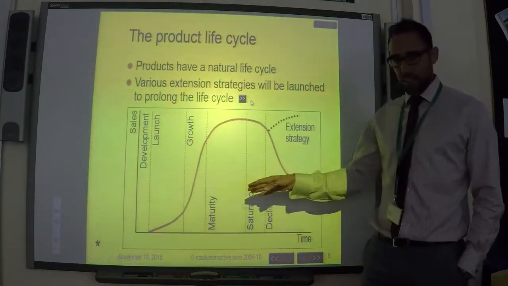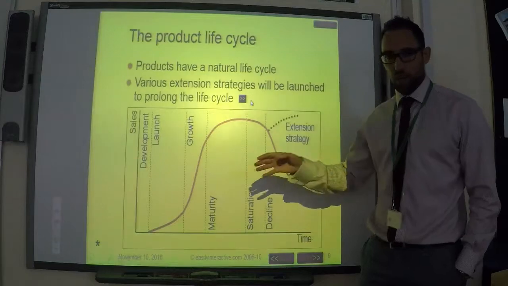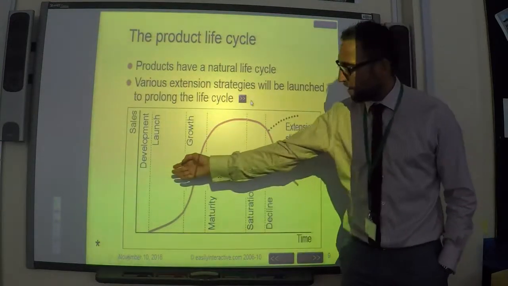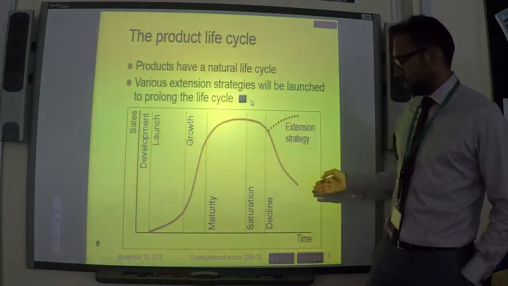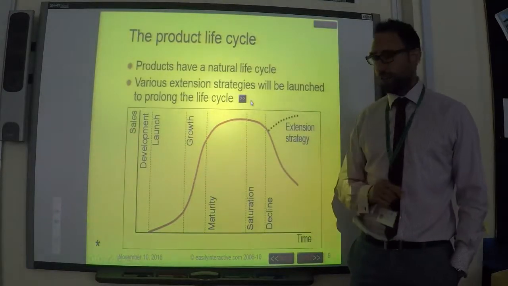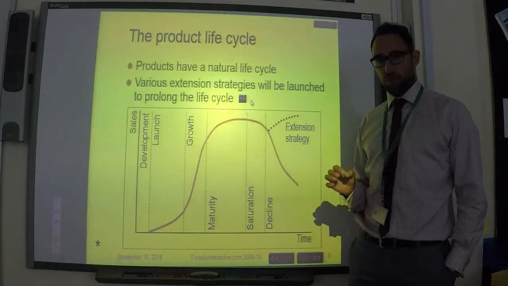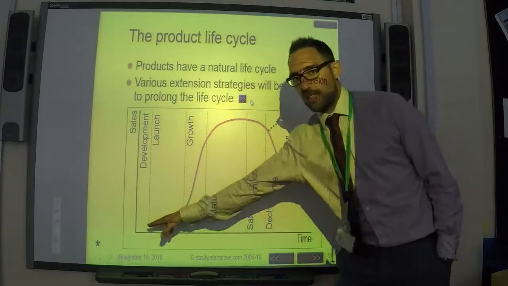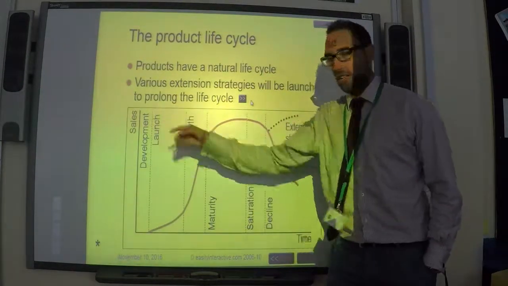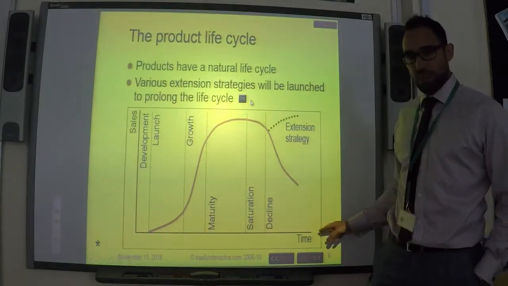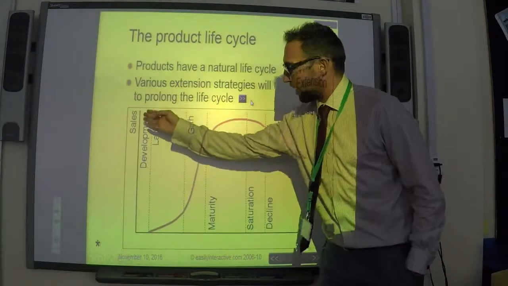Now, this is a life cycle. This is basically the stages that all products go through from the very beginning when they're developed right through until the end when they decline and they are no more. Now, what I want to draw your attention to first of all, which is really important with the product life cycle, are the axes along the bottom and up the side. So on the x-axis across the bottom we have time. Up here we have sales.